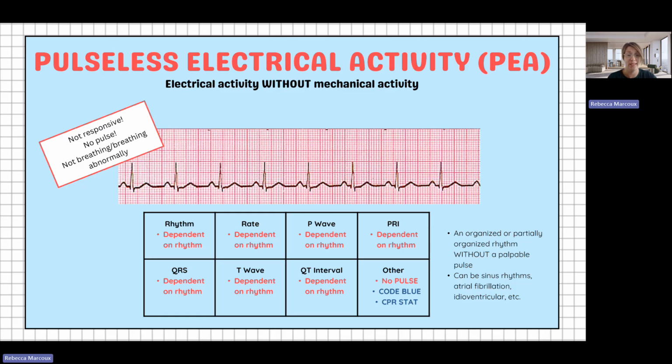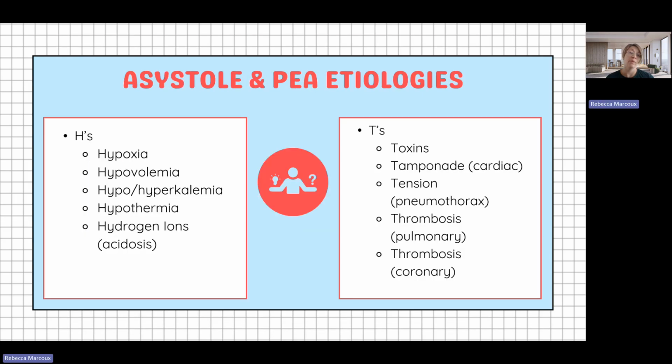So when we're thinking about our PEA, these rhythms can be organized or partially organized, but they're all not going to have a pulse with PEA. This can happen in a patient's sinus rhythm, AFib, idioventricular rhythms, you name it, all sorts of things. Patients can have no pulse, and this would be a code blue. Often, this can be due to our H's and T's.